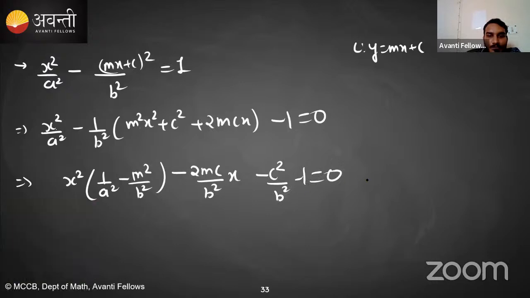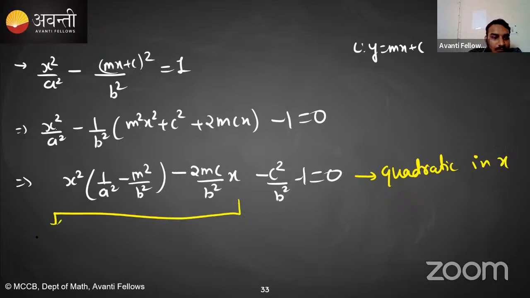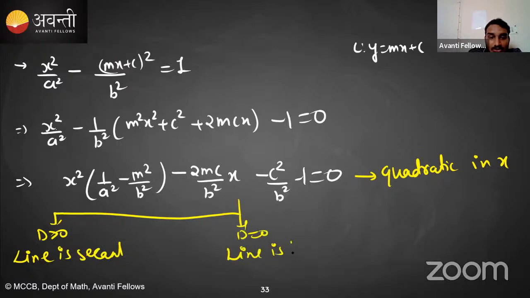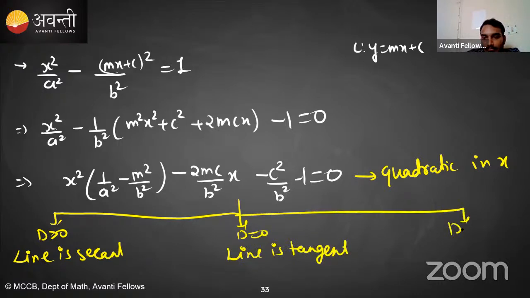Any doubt so far? This is quadratic in x, right? So d greater than 0, let me write again: line is secant; d equal to 0, line is tangent; and d less than 0, line passing outside.